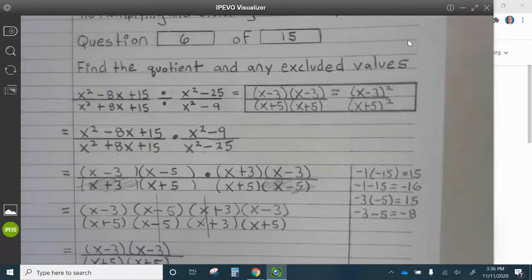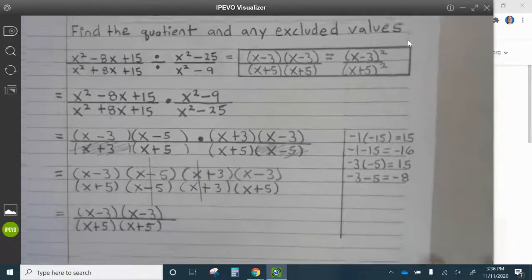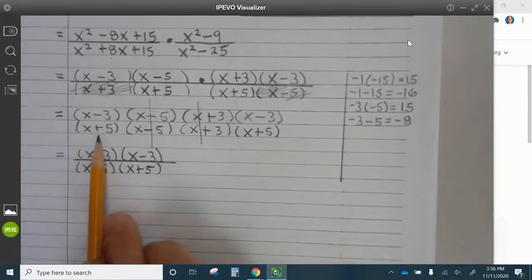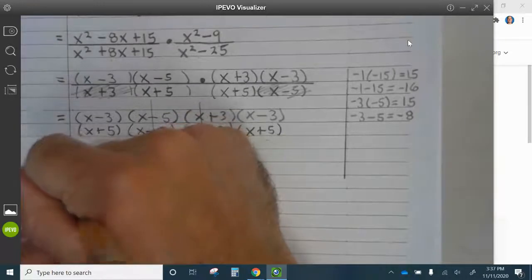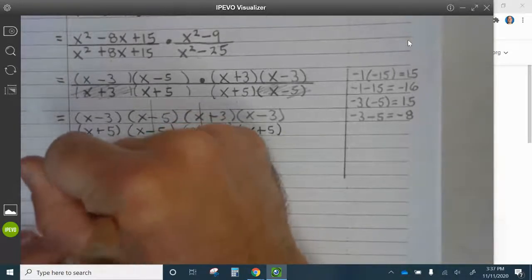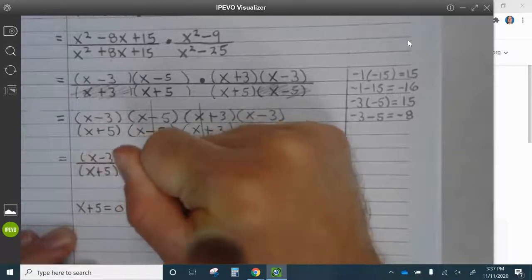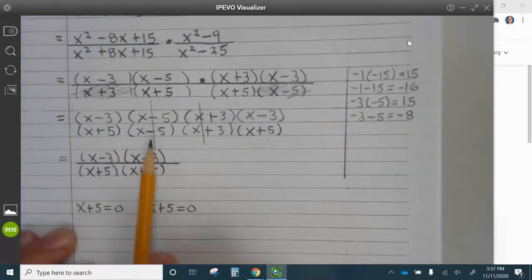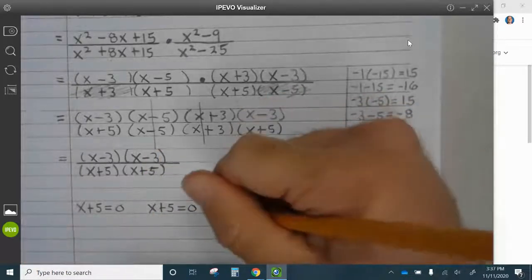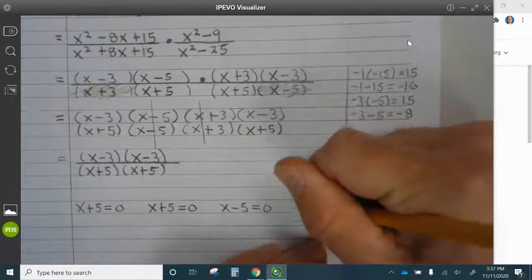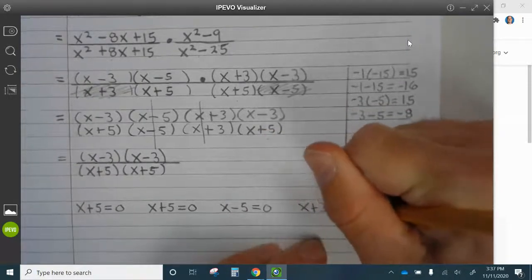All right. Now let's look at the excluded values. We need to set x plus 5 equal to 0. Now there's 2 of them, so x plus 5 equal to 0, x plus 5 equal to 0. And then we need to set x minus 5 and x plus 3 equal to 0. So x minus 5 equal to 0, and x plus 3 equal to 0.